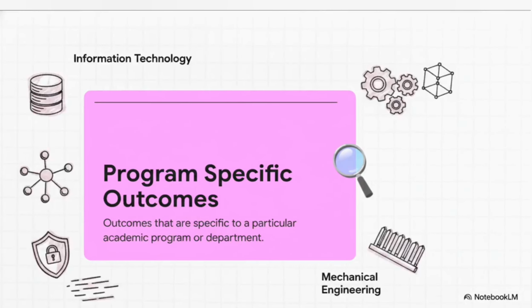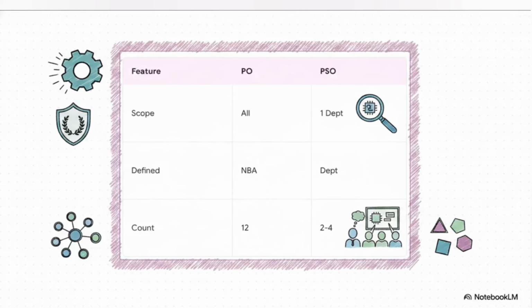Next up, we step down one level to program-specific outcomes, or PSOs. As the name kind of gives away, these are outcomes that are completely specific to a particular academic program or department. Unlike those 12 universal POs we just talked about, these change entirely depending on your major. If you're in information technology, your PSOs might be all about designing database applications or maybe applying cybersecurity. But if you're over in mechanical engineering, your PSOs are going to focus on totally different things, like manufacturing processes, thermal systems, and CAD/CAM.